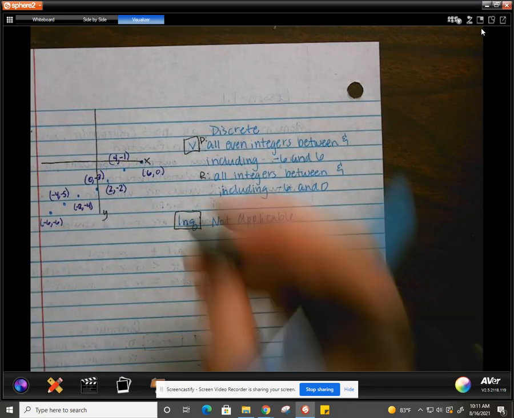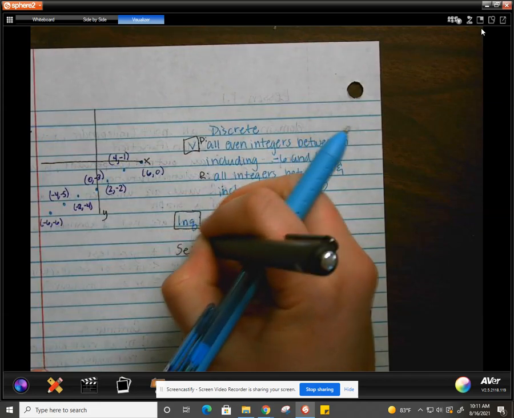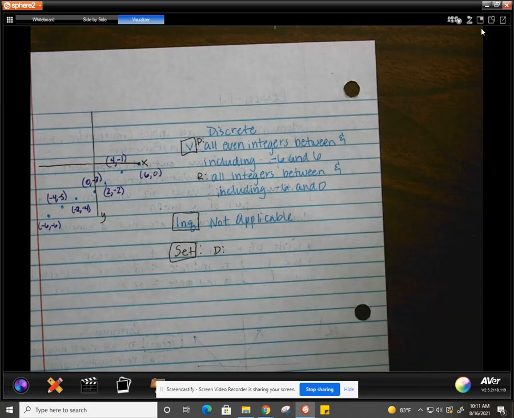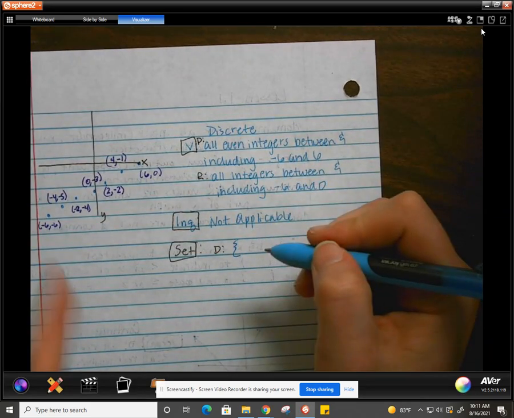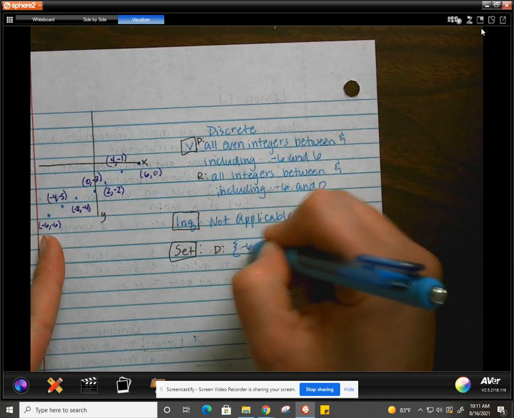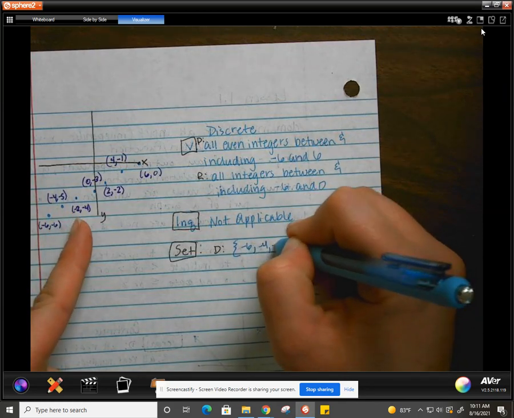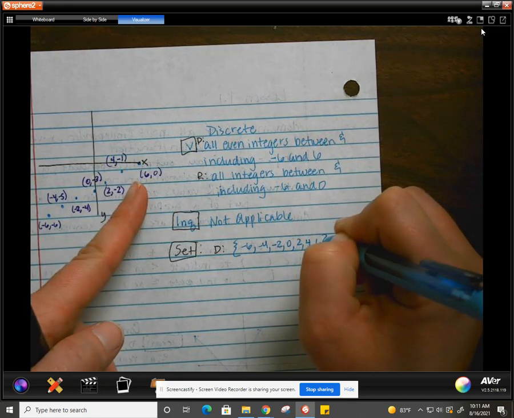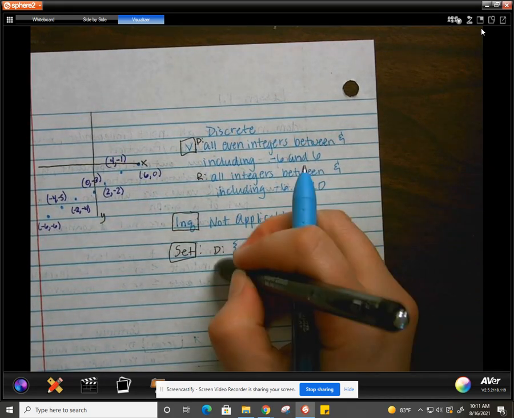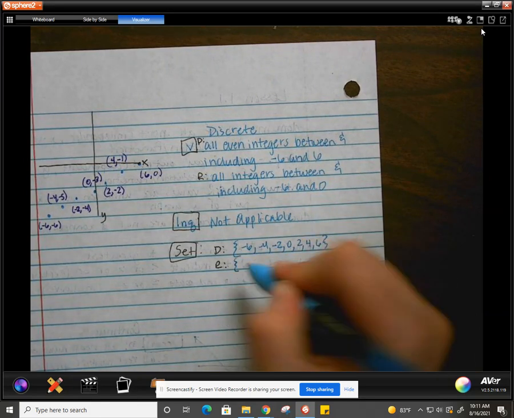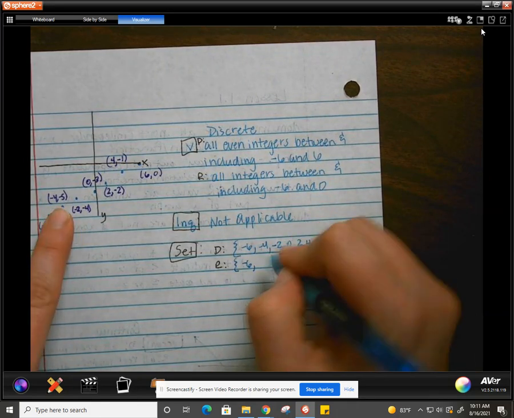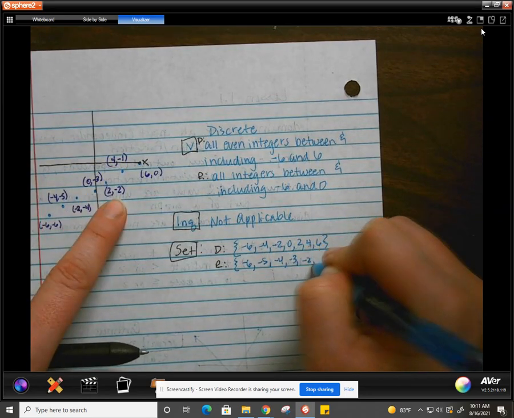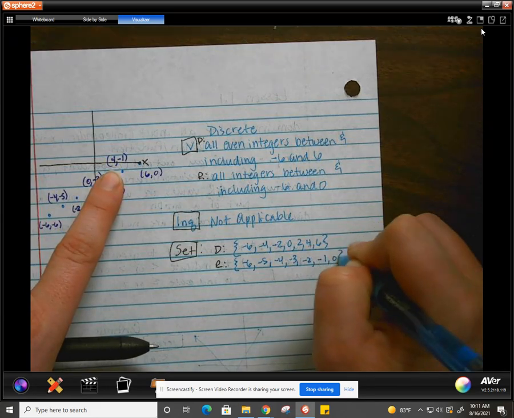Okay, so now we're going to move into our set notation, which we can do. Okay, for domain, in set notation with discrete, you just list and you start with your smallest x. So we're going to go -6, -4, -2, 0, 2, 4, and 6. Close that bracket. For range, you do the same thing, but you start with your smallest, which is -6, -5, -4, -3, -2, -1, and then 0.